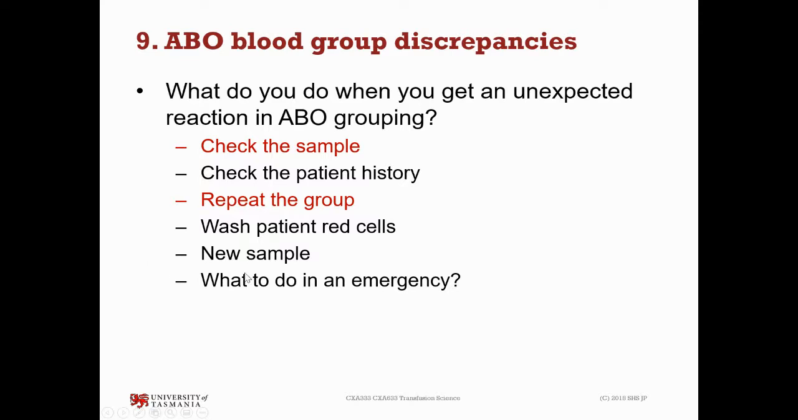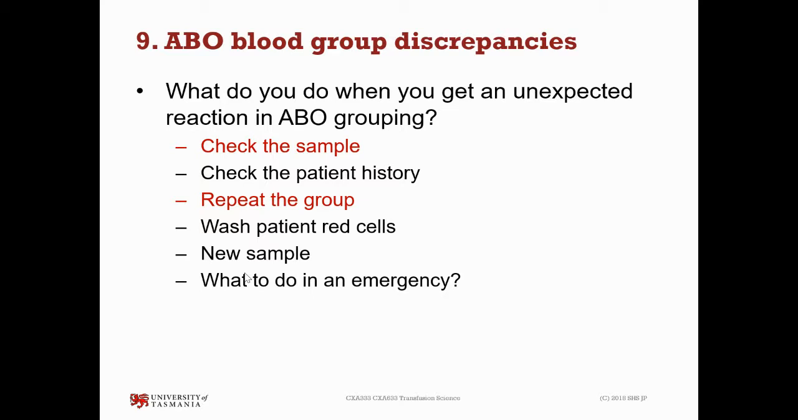Sometimes, if you think there may be an error, particularly if a patient's unexpected reaction doesn't match what you've had before, whenever a patient comes in for surgery or for any reason that they may need blood transfused, what we call a group and hold is done. That is, we do a blood group on the patient, and then we do an antibody screen to make sure they don't have any unexpected antibodies in their plasma. So that's called a group and hold or a group and screen.